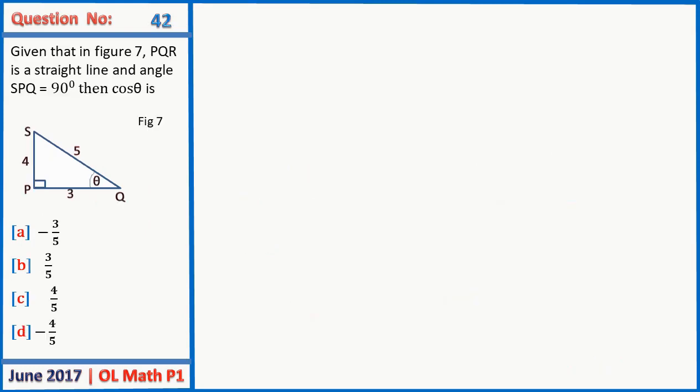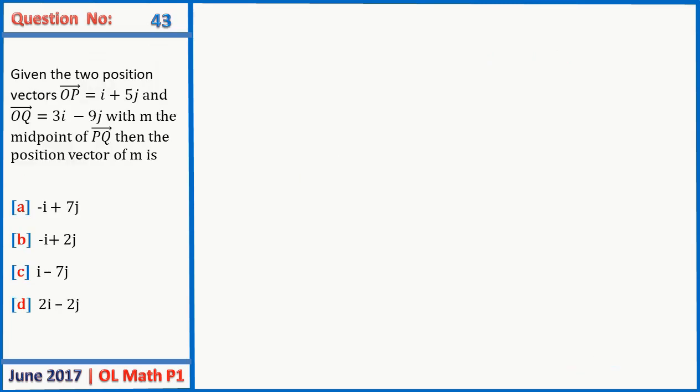Question number 42. We are given that the figure PQR is a straight line and angle SPQ is 90 degrees, then cos theta is given to us from SOHCAHTOA as adjacent over hypotenuse. So our adjacent side here is 3 and the hypotenuse is 5, so the key is B.